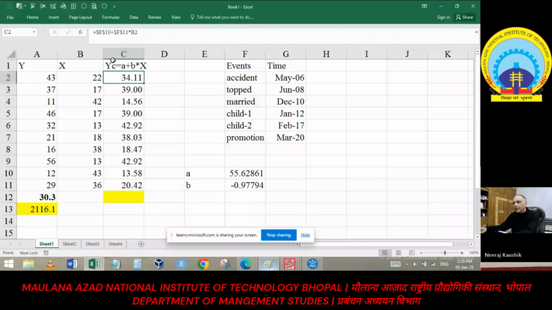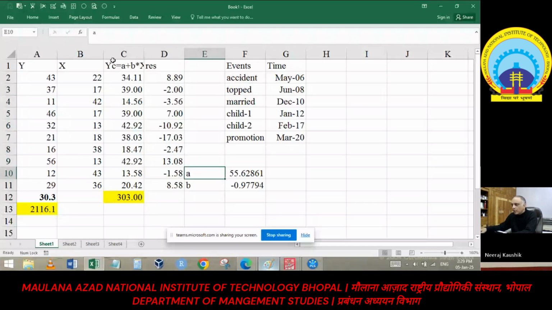Now, how good is it? Check this out. What is the total of this? Total of this is 303. And what is the total of this? 303. Y is the same. Summation YC is exactly the same. But are there any differences? So we'll take it as residual. What's the gap between the two? So we take 43 minus 34. These will be called the residuals.